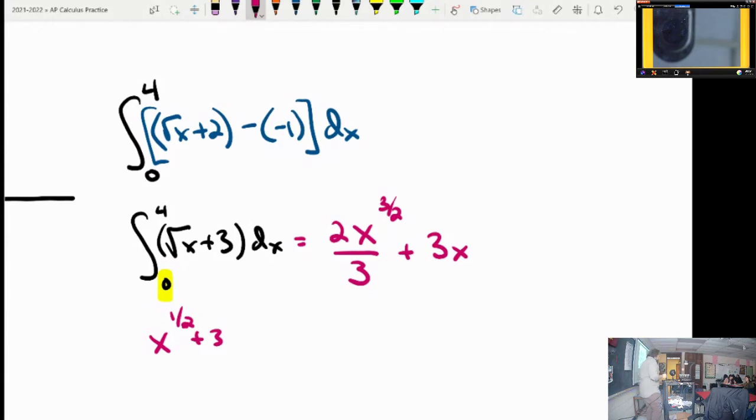And then 3x goes there. And then we're going to evaluate this from 4 to 0, which again is really easy because plugging in 0 doesn't do anything. It'll just make the whole thing 0. So really we just got to plug in 4 and call it a day for this answer. So I'm going to do this underneath here.